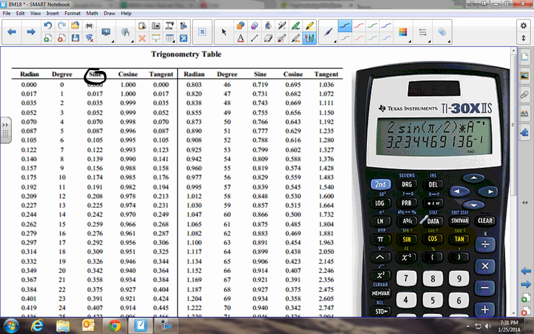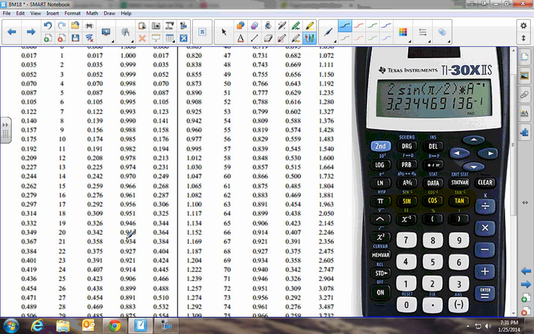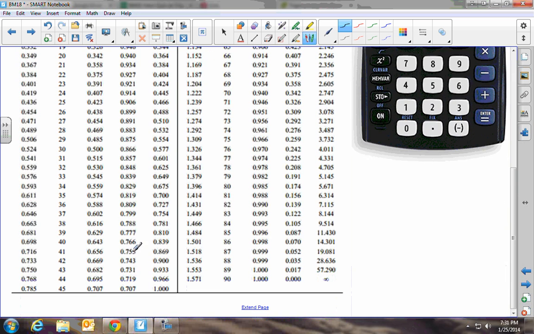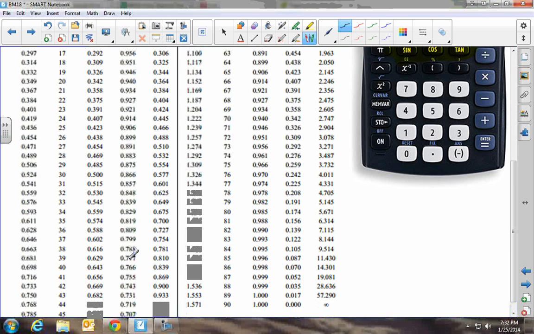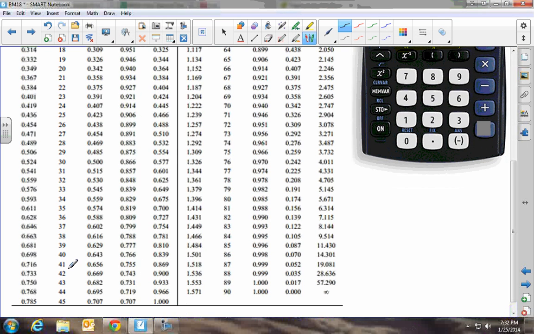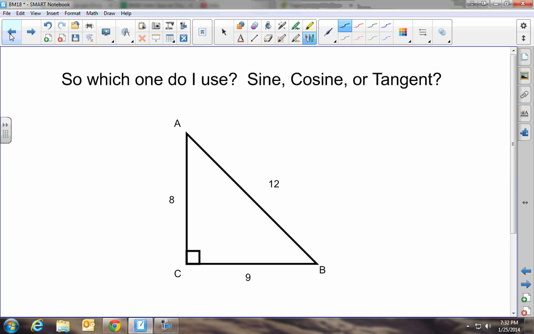We would do the same thing. We would go back to our calculator, but this time we would hit cosine, and we would hit 9/12 using the fraction key, or you could do 0.75. Either way, you're going to get the same thing, and it tells us the angle. If we use the chart, we would float here to about 0.75 on the cosine column, and we see that the angle is roughly 41, 42 degrees. So let's go back to where we were.